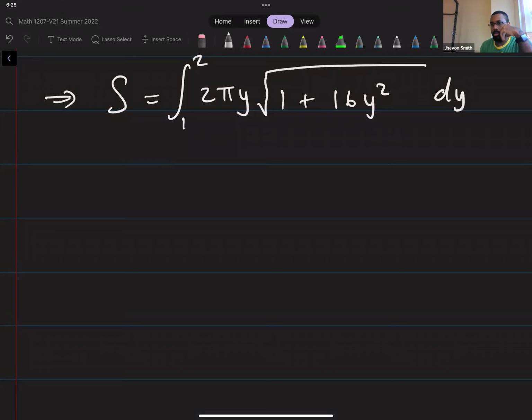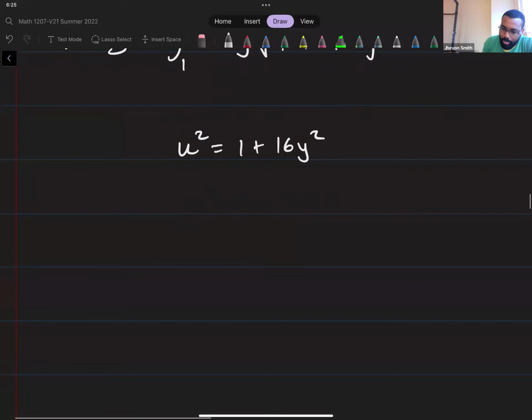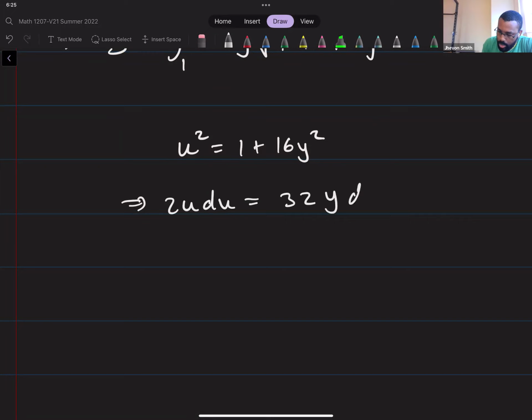Anyone? Right, a substitution can work here. So u equals 1 plus 16y squared. I'd actually like to do a little bit of a variation on that. How about u squared equals 1 plus 16y squared, just to get rid of that radical. Don't really like it. So this would mean that 2u du is going to be 32y dy.